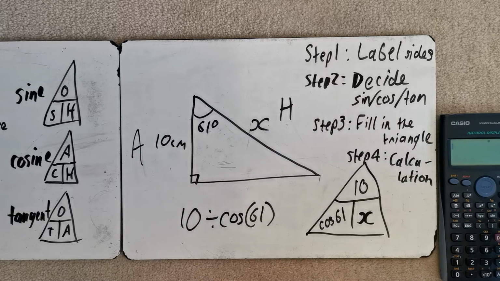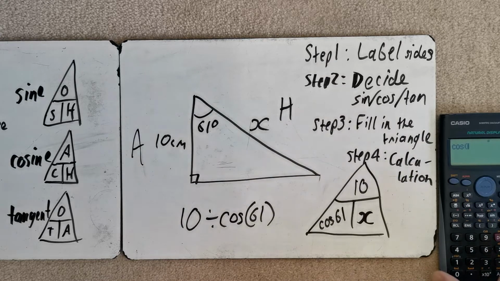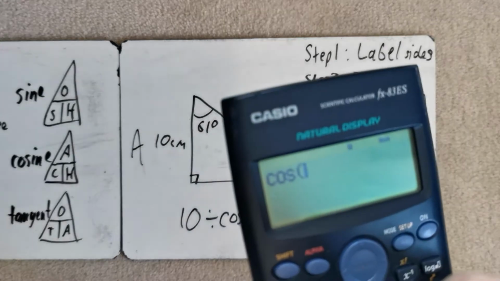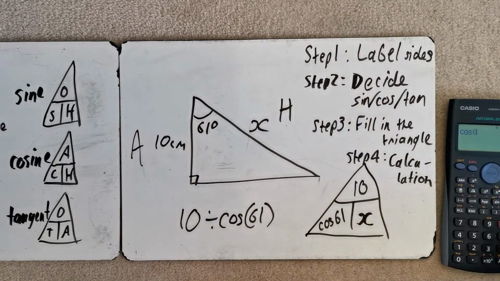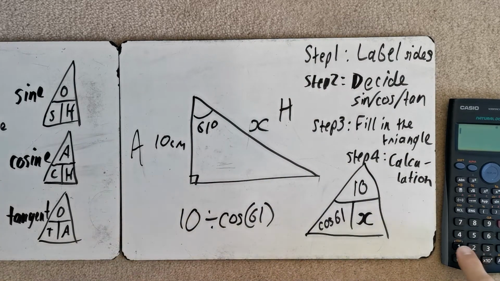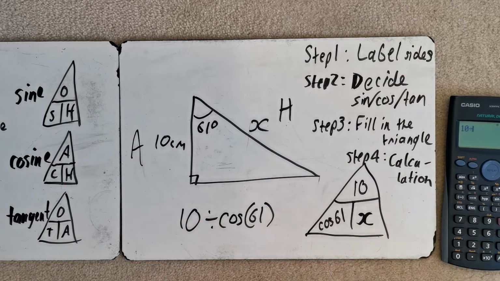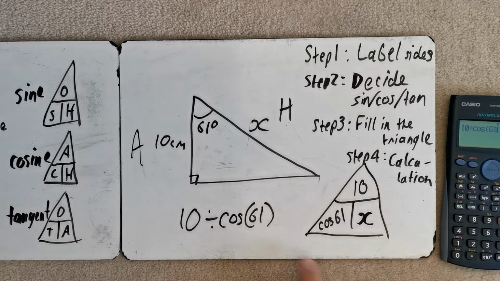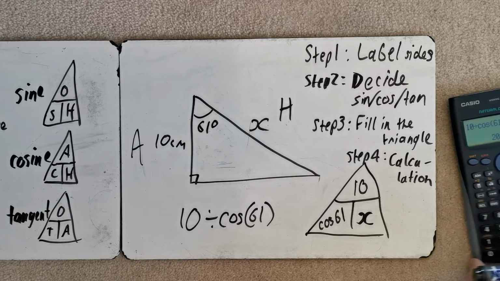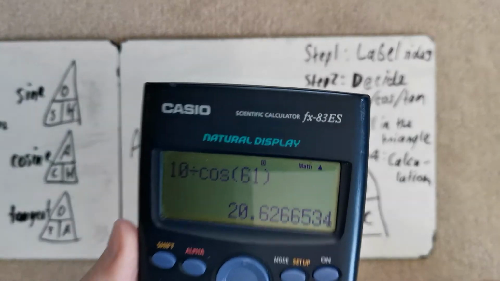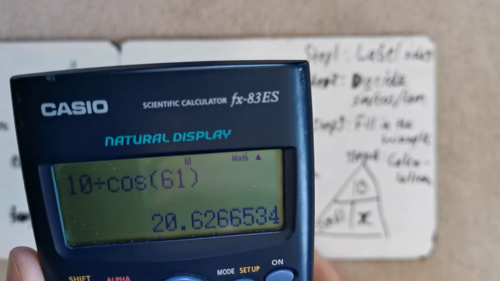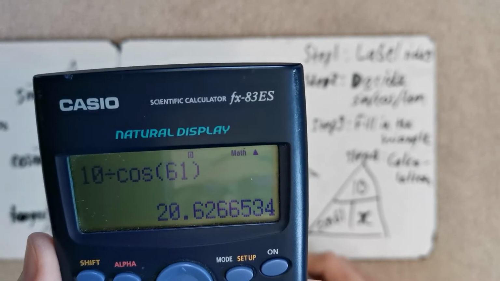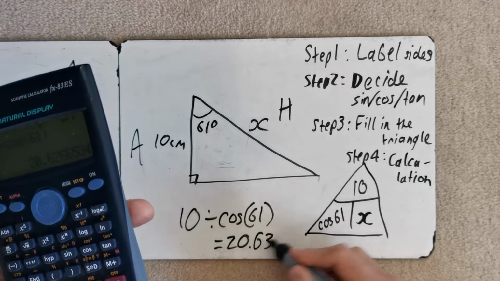Because if we put cos into our calculator, you might notice, have a look there, it puts an open bracket in there for you. All right? So, we're going to type this in. 10 divided by cos 61. And close the bracket, remember. Okay? And let's see how that comes out. So, I've written that into my calculator, and it's come out with 20.63-ish. 2 decimal places, good enough.